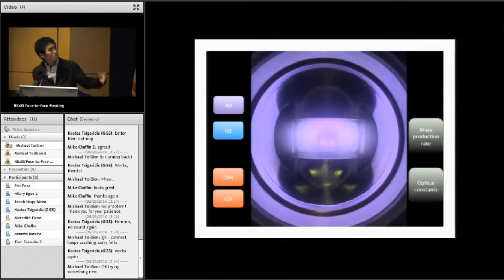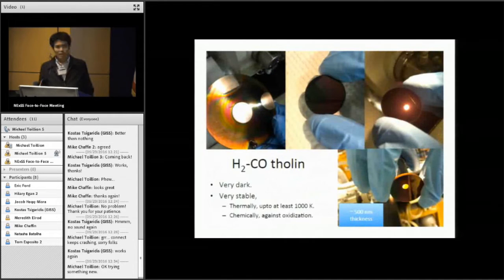Just skipping over, what we do is try to simulate the natural environment, put in the gas mixtures, and make measurements of things like mass production rate or optical constants. One photograph is going to tell you most of the story rather than numbers. So I was pretty wrong. Hydrogen and carbon monoxide gas mixtures make a lot of dark material, which is very hard to clean up in my chamber. It costs a lot of money.